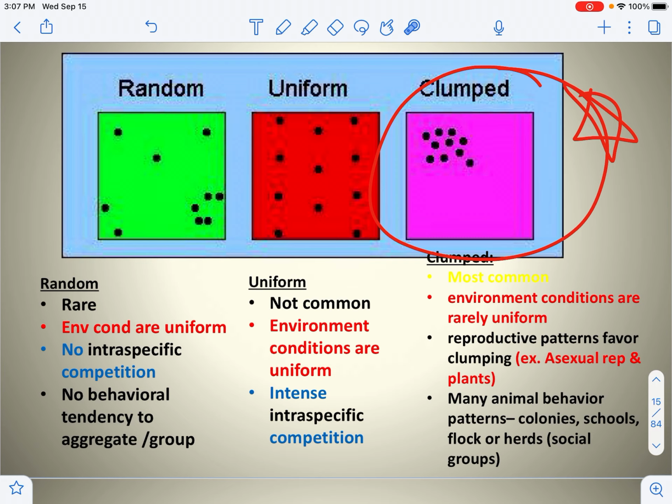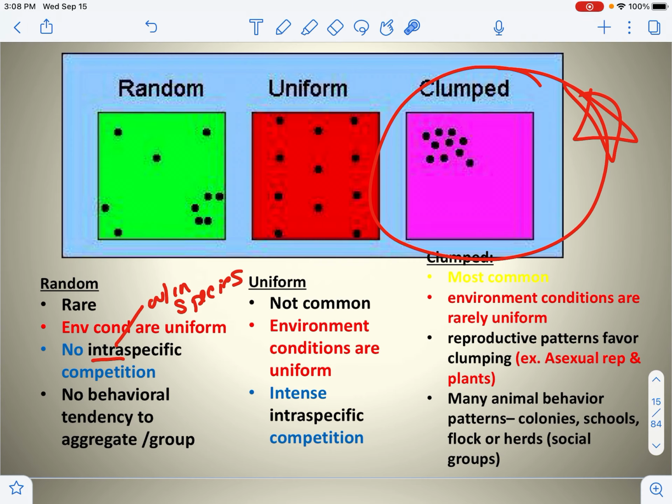You can see also competition plays a role. Competition, remember, intra-specific competition means competition within the species, so like squirrels competing with squirrels. And that's what we're talking about here, just one population of the same species. If there's no competition, you can have random spacing. If there's intense competition between the members of the species, that's what's going to make them space uniformly.